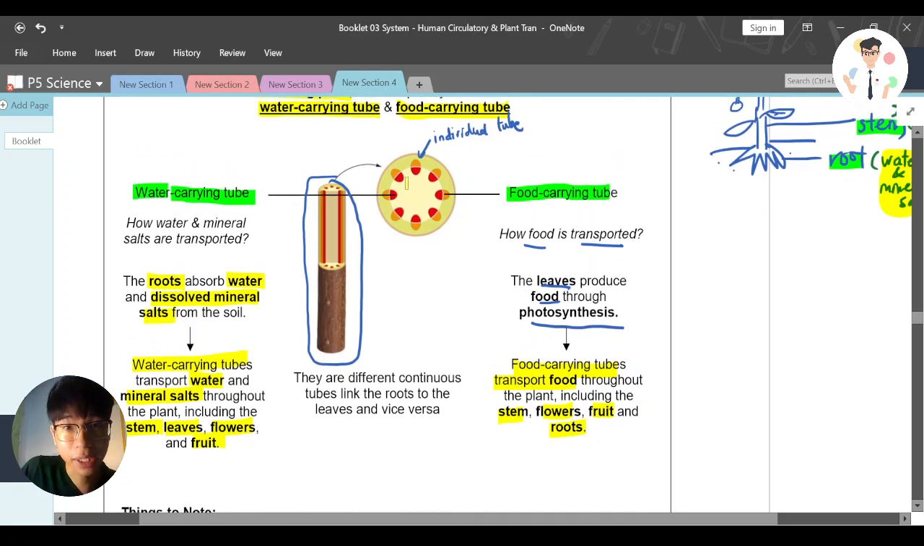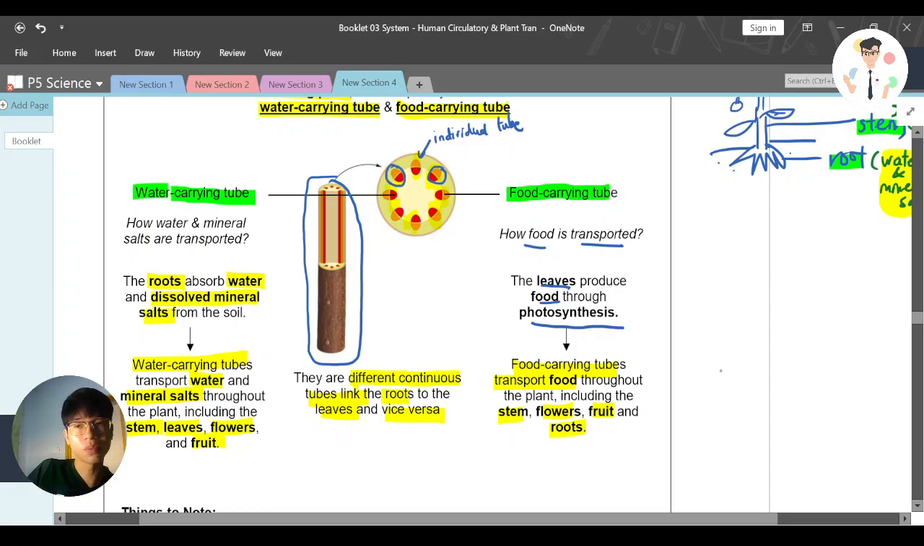Now, important again, I told you that all these things are individual tubes, okay? Individual tubes. So look at here. They are different continuous tubes linking the roots to the leaves and vice versa. They are different tubes, meaning that they cannot connect. For example, if I'm absorbing something here and something here, it will not go and interchange.